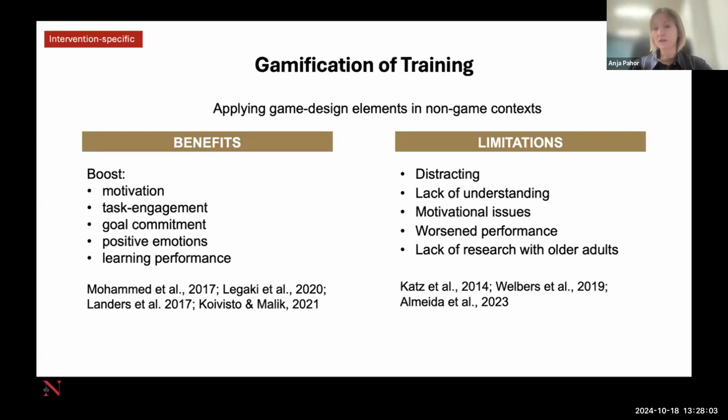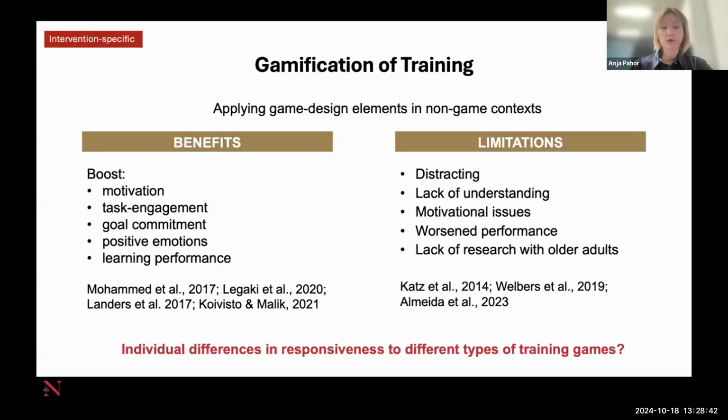It could lead to a lack of understanding. It could reduce motivation and just worsen performance overall. So if the game elements are distracting from the main cognitive task, or not integrated well, then the effect can be less than what we wanted to achieve. And overall, there's very little research that systematically compares the effects of gamification on training progress and subsequent transfer. And moreover, it's unclear how individual differences in responsiveness to gamification then affects training outcomes.